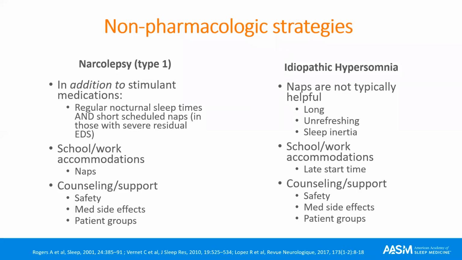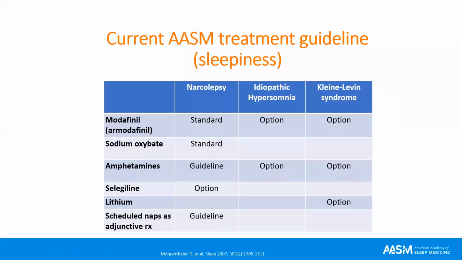Non-pharmacologic strategies for idiopathic hypersomnia are going to be different than they are for narcolepsy type 1, predominantly around the fact that naps are not helpful. Naps in IH patients are long and they're unrefreshing. And so for most people with idiopathic hypersomnia, a nap accommodation is not going to help them. Some of them, because they tend to be phase delayed, benefit from a later start time, giving them time to get over the sleep drunkenness. And similarly, counseling and support.